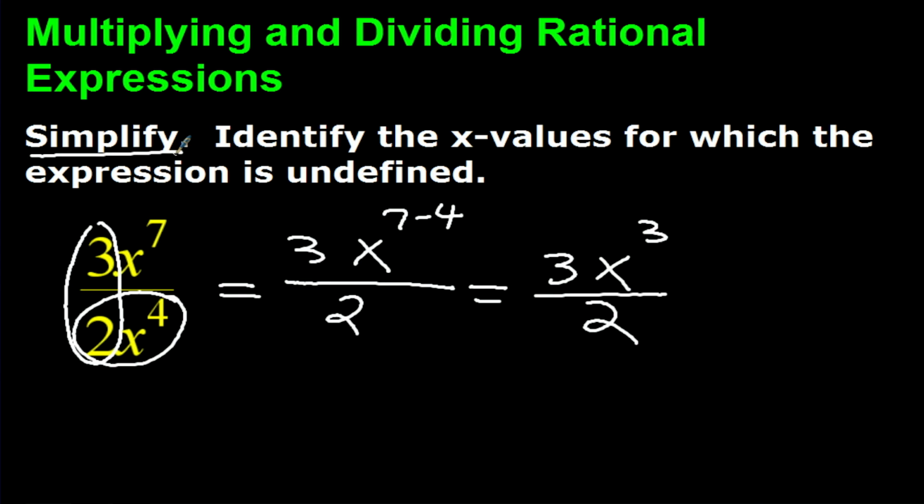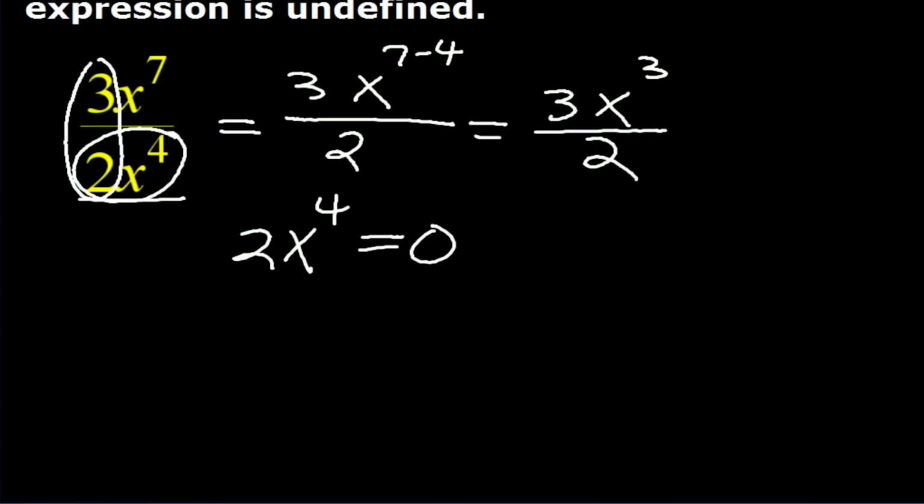Now we go back and consider our denominator, 2x to the 4th power, and figure out if it can equal 0. So we set it equal to 0 and see if there's any case where this could be equal to 0. If you look at it, the only way that 2x to the 4th power could equal 0 is if x equals 0. If we did that, that would give us a 0 on the bottom, and that would make this undefined.